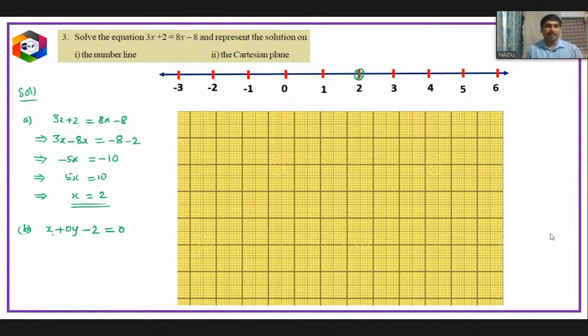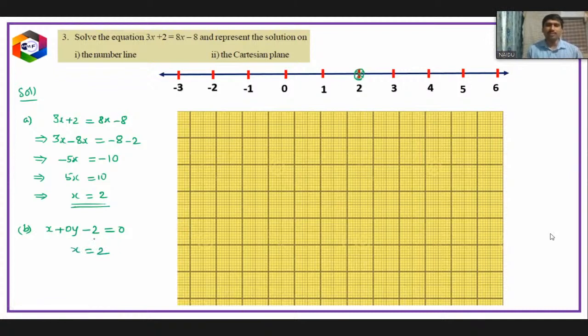So now y can be varied. If you take any value for y, say y equal to 1, 0 into 1 is 0, and the equation does not change. Whatever value of y you take, 2, -1, -2, it does not change. x is always 2. So x equal to 2, simply I am writing.